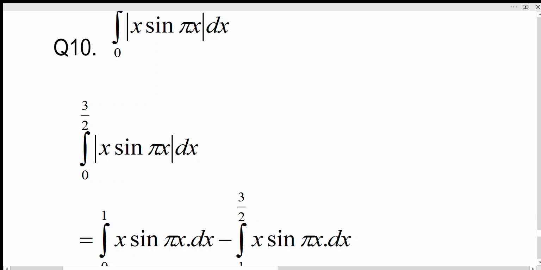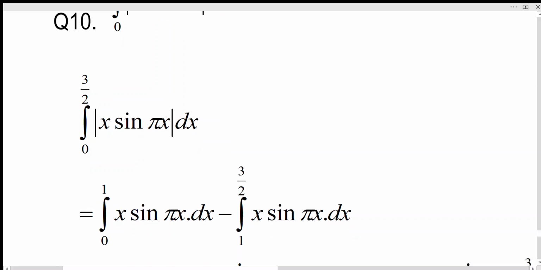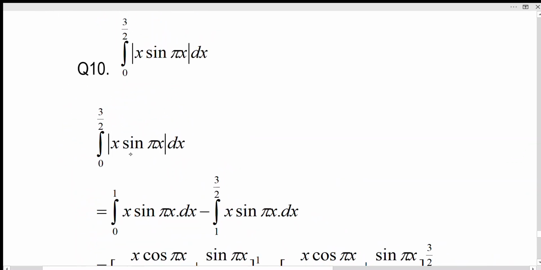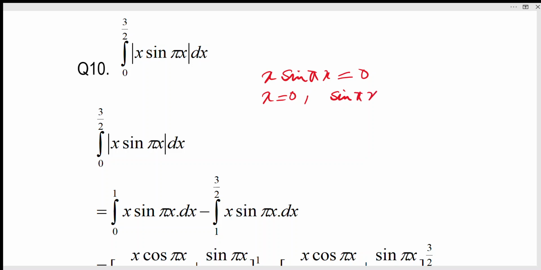So the integral is from 0 to 3/2 of x sin(πx). Now this x sin(πx) will be either positive or negative. Let me explain that. I'm just seeing where it will change sign, so I'm putting it equal to 0. Either x is equal to 0 or sin(πx) is equal to 0. Sin 0 is 0, sin π is also 0, sin 2π is also 0. I hope you're understanding that.